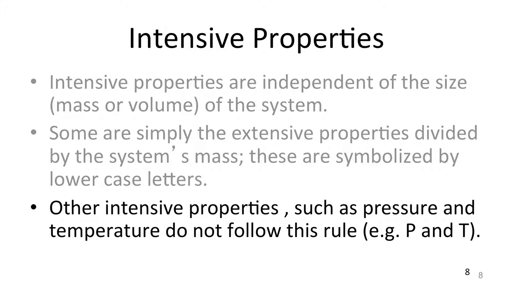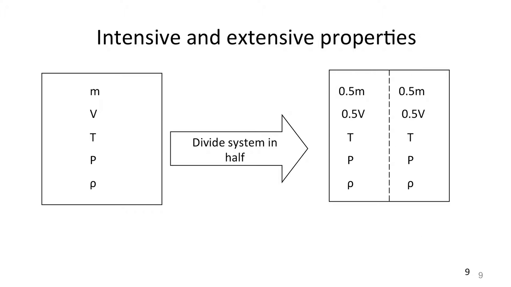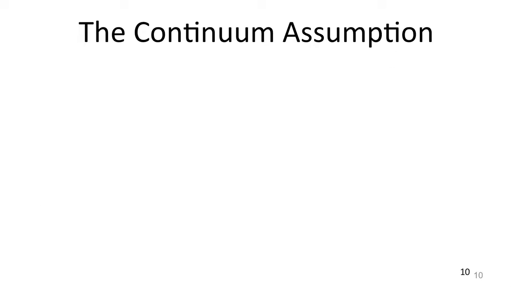One thing in common about the intensive properties is that if you divide a system into subsystems, then all the subsystems should have the same intensive properties as the entire system does. This is just one example of intensive and extensive properties.